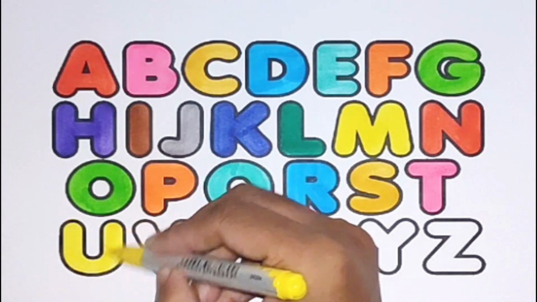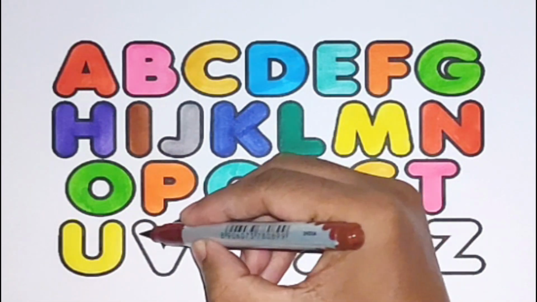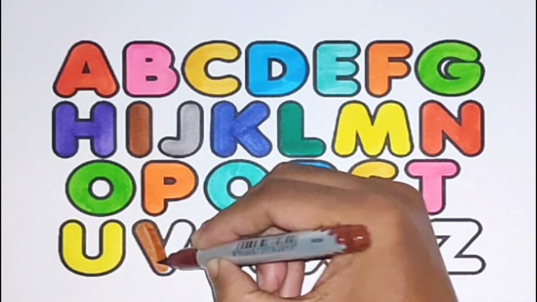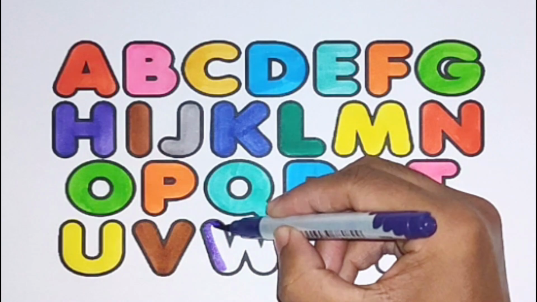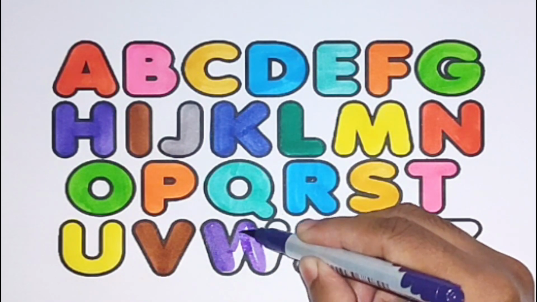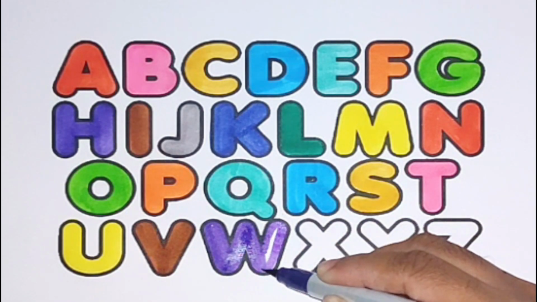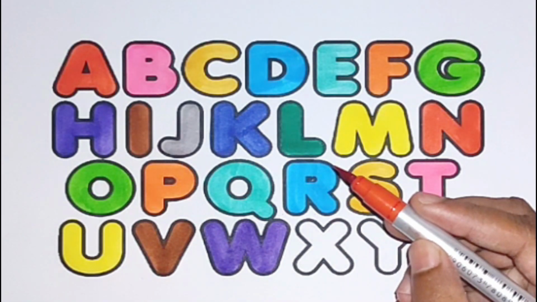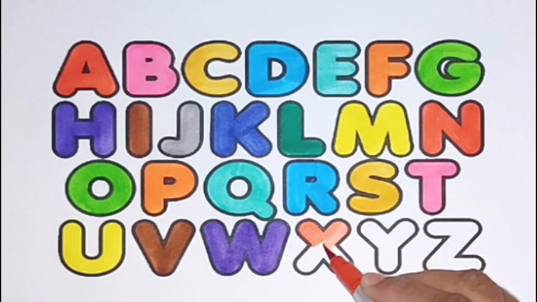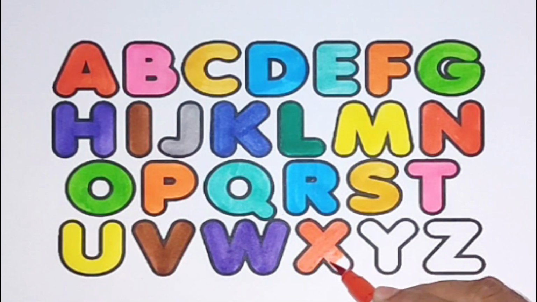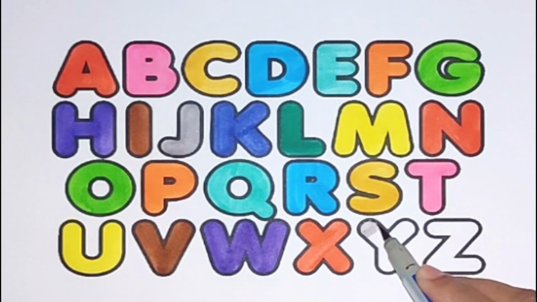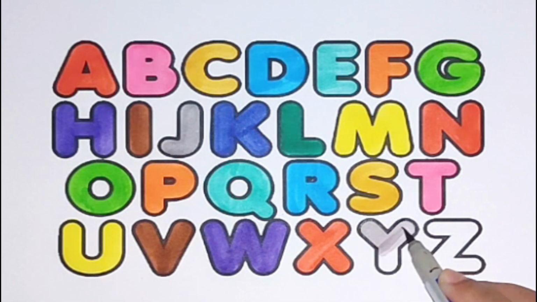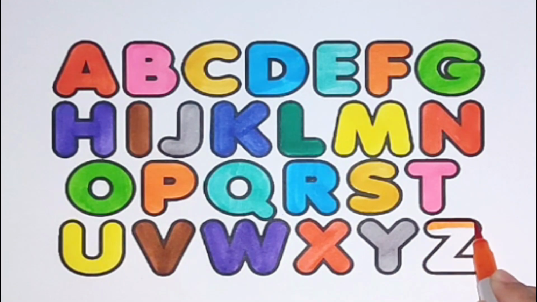U for umbrella. Brown color. V for vest. Purple color. W for watermelon. Red color. X for xylophone. Gray color. Y for yo-yo. Z for zebra.